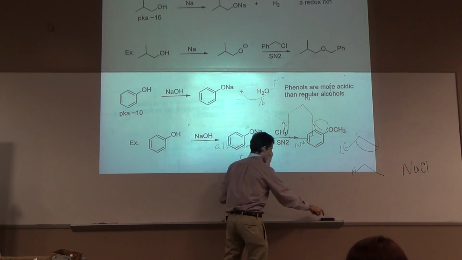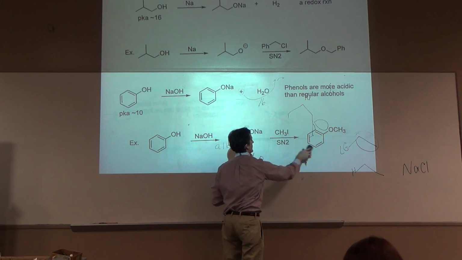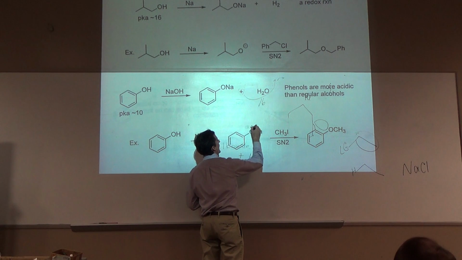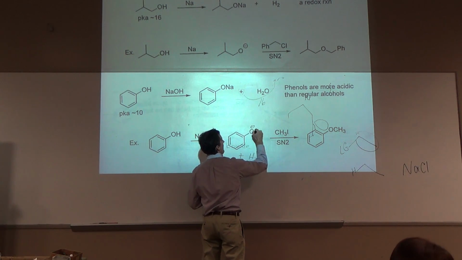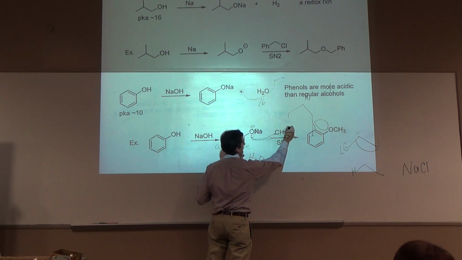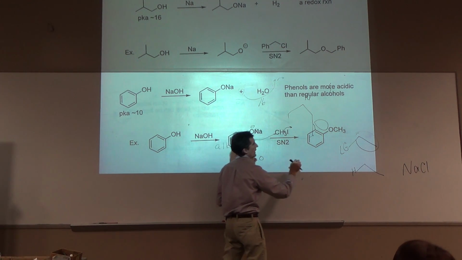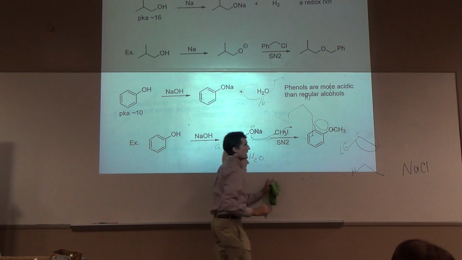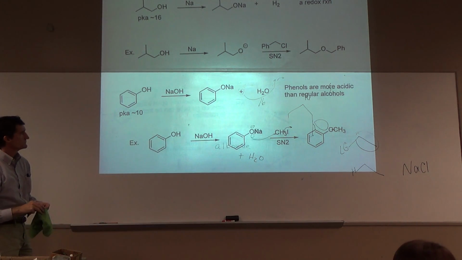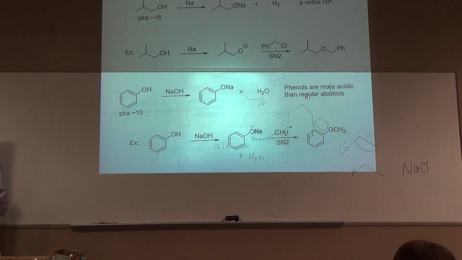You throw in a carbon with a leaving group. Good substrate for SN2. And your O minus attacks the carbon, kick off the iodine. Oxygen now bonded to the methyl group, and we make that methyl ether. This looks pretty straightforward. Make the anion, do an SN2.